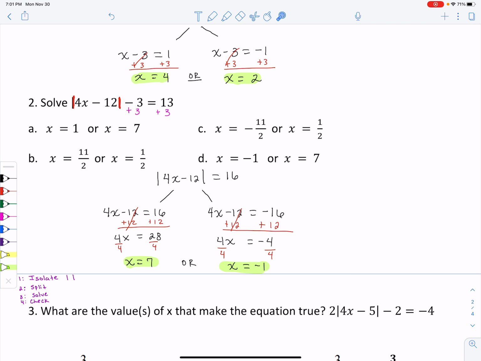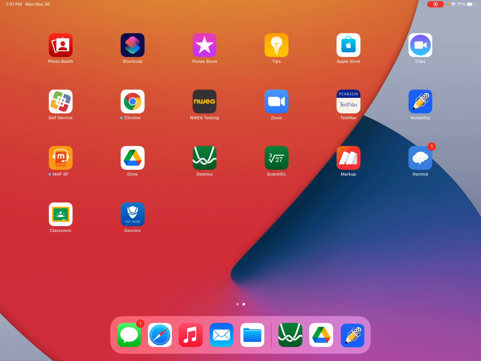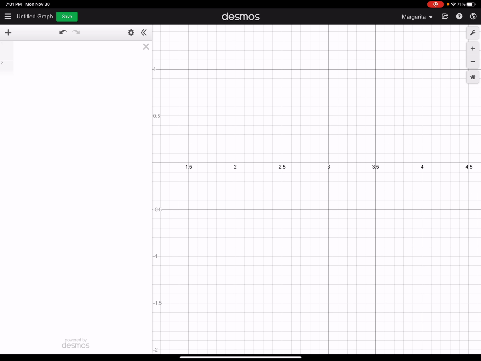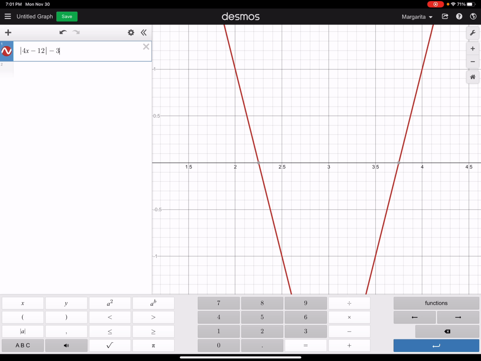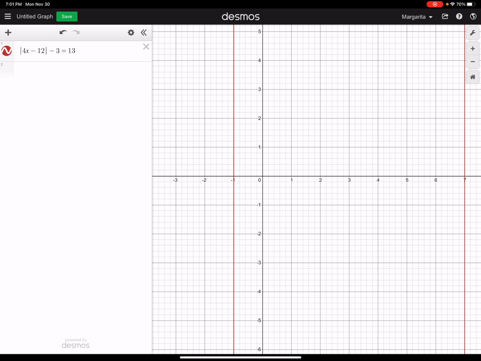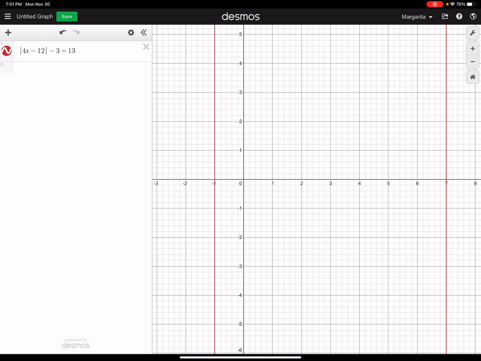For number 2, I'm gonna go in and graph that absolute value equation. All right, let me get absolute value of 4x minus 12 equals, minus 3. Don't forget the minus 3. You can just type the exact original equation. Equals 13. Right? And if it doesn't show it right away, remember you might want to zoom out. Well, you can always zoom in and out.